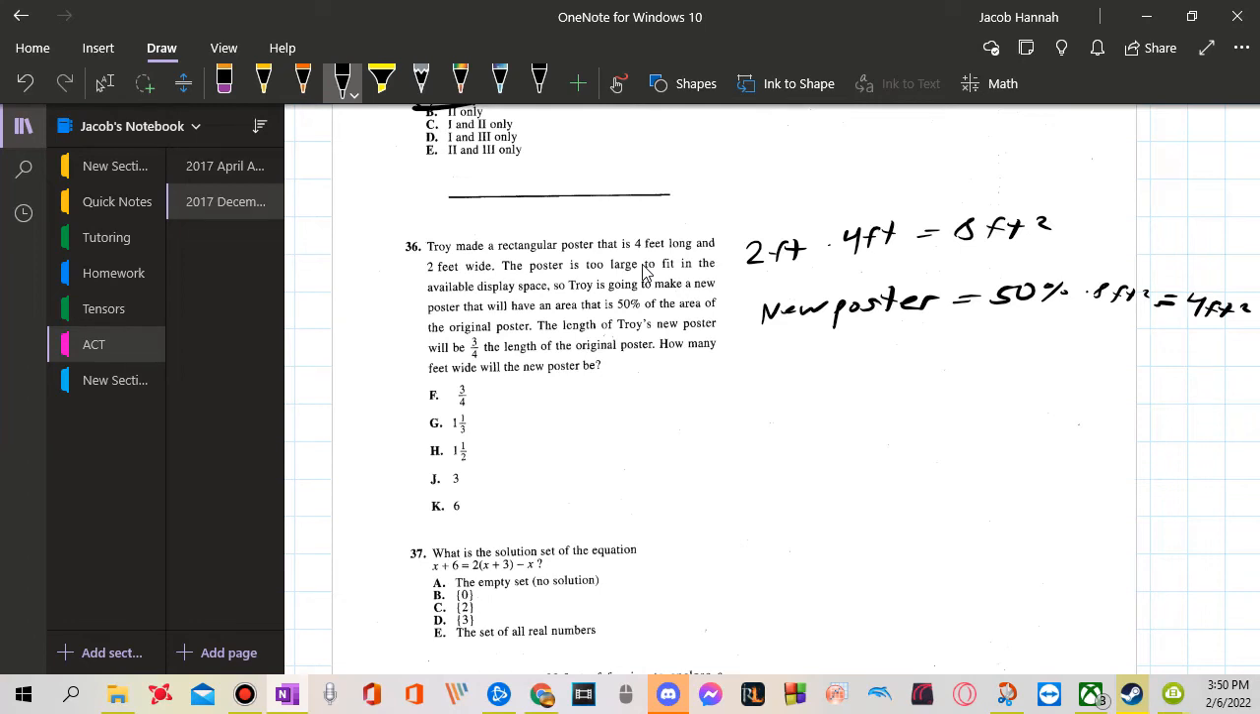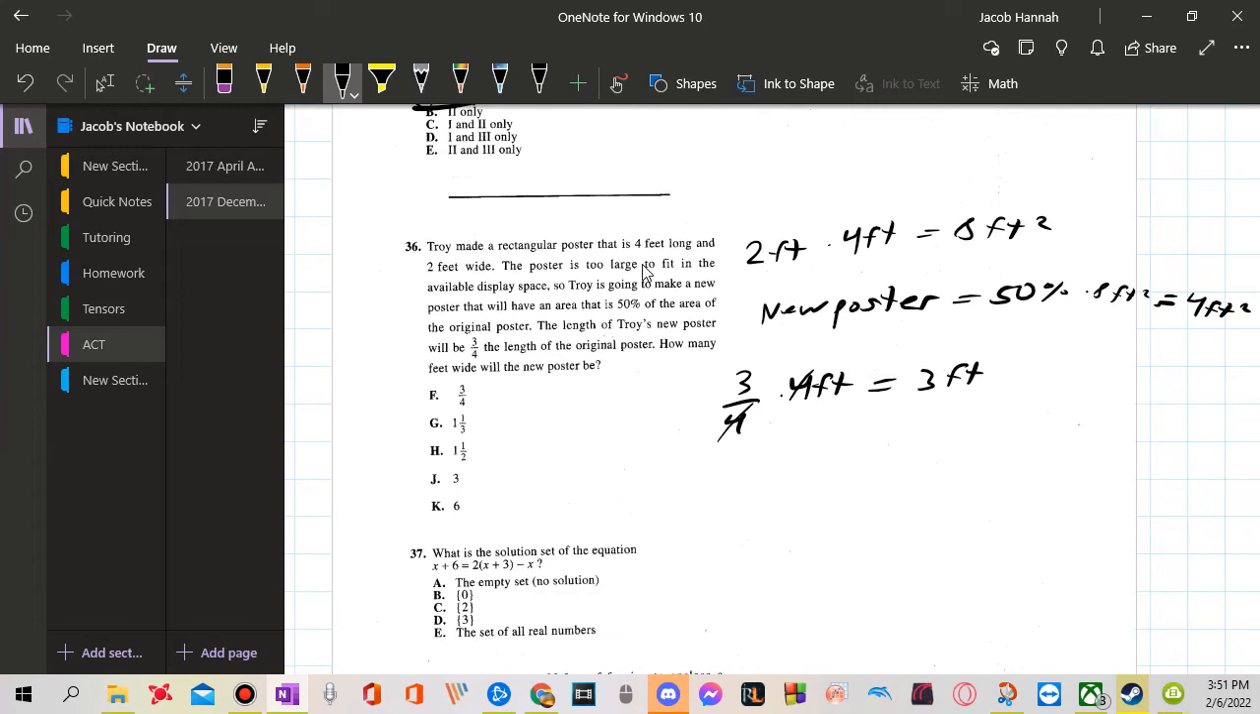The length of Troy's new poster would be 3/4 the length of the original poster. Well, the length of the original poster was 4 feet long, so 3/4 times 4 feet, the 4's cancel out, is 3 feet.